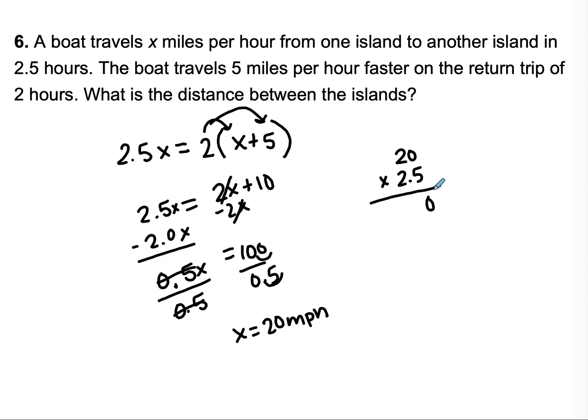5 times 0 is 0. 5 times 2 is 10. 0 placeholder. 2 times 0 is 0. 2 times 2 is 4. 100 plus 400 is 500. 1 decimal in the problem. 1 decimal in the answer. So we have 50.0, which is 50 miles.